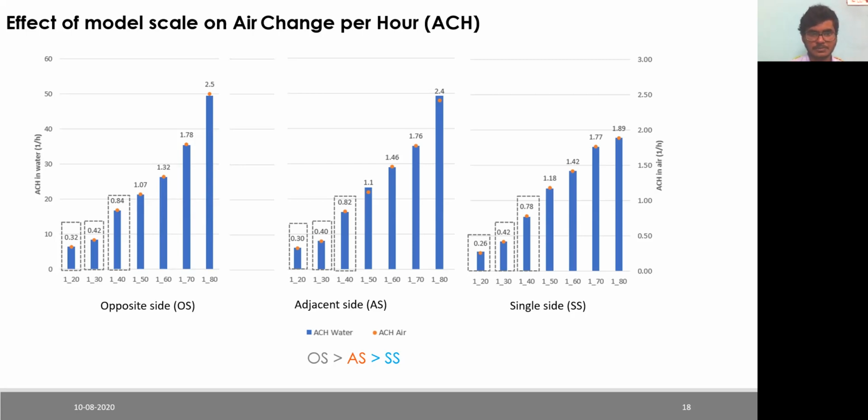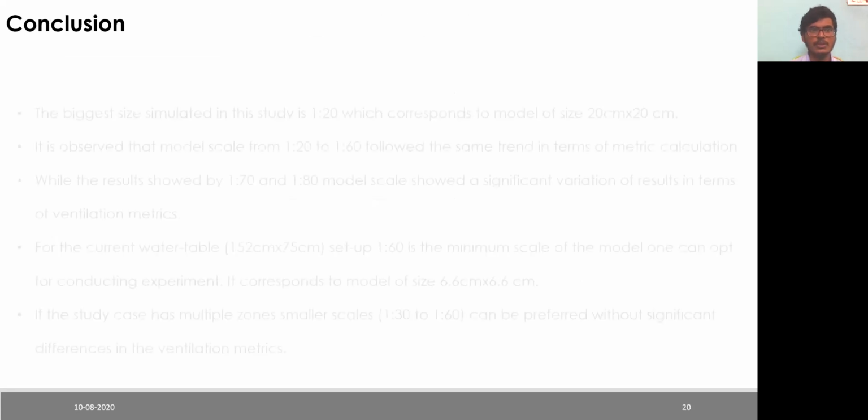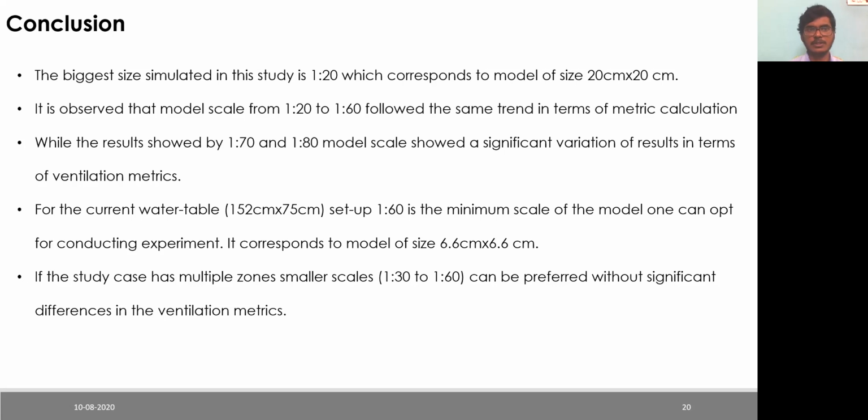So, conclusion. Let me conclude for this section. The biggest size simulated in this study is 1:20, which is 20 by 20 centimeters square. And it is observed that the model scales from 1:20 to 1:60 followed the same trend in terms of ventilation metrics, while the results shown by 1:70 to 1:80 scale showed a significant variation in terms of ventilation metrics. For the current water table, which is of 152 by 75 centimeter setup, 1:60 is a minimum scale of model one can opt for conducting experiment.